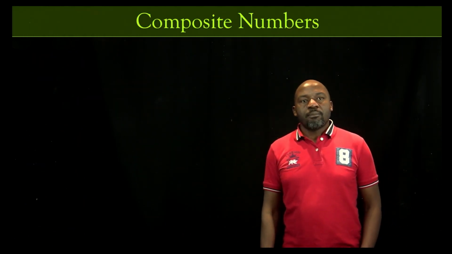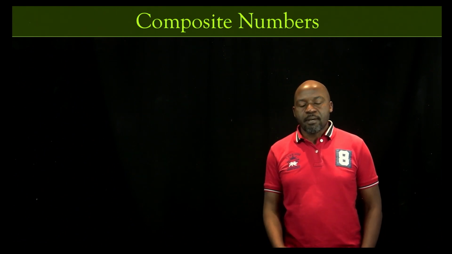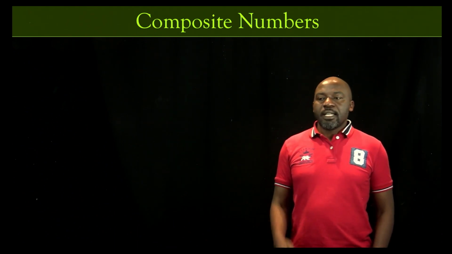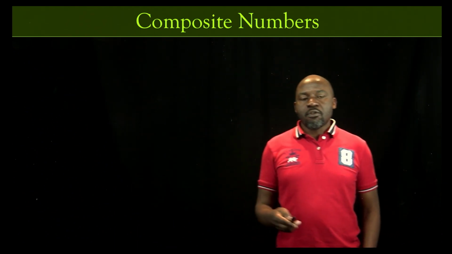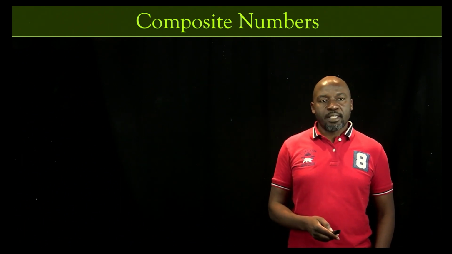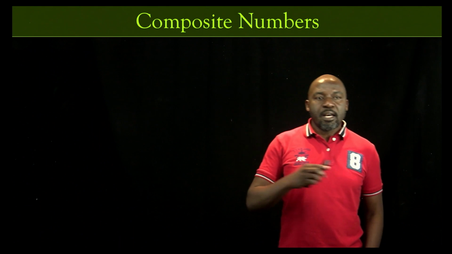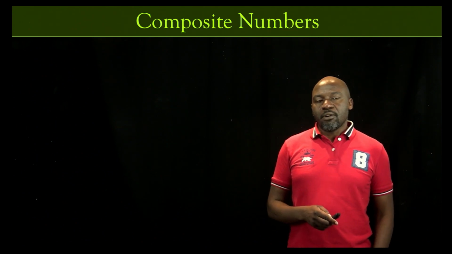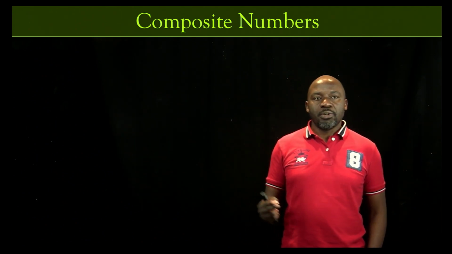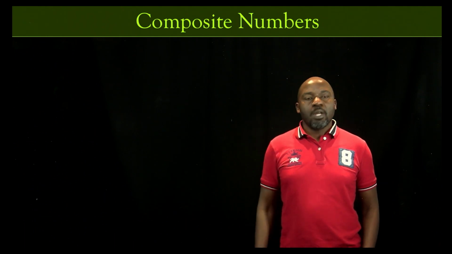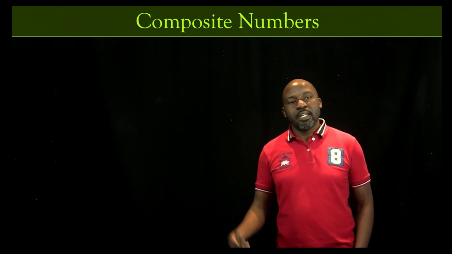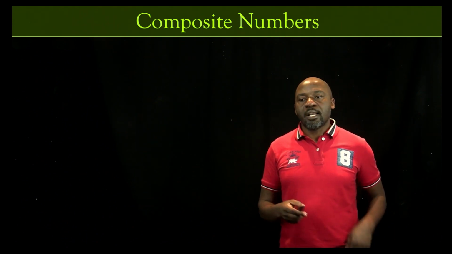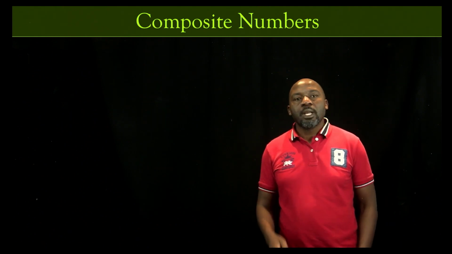Okay. Now let's talk about what we mean by a composite number. So we know what we mean by a prime number, and what is a composite number? A composite number is any number that has got three or more factors, including 1 and the number itself. For example, 6 is a composite number because its factors are 1, 2, 3, and 6. It has got 4 factors, including 1 and 6. So 6 is a composite number, a number made up of different factors, right?